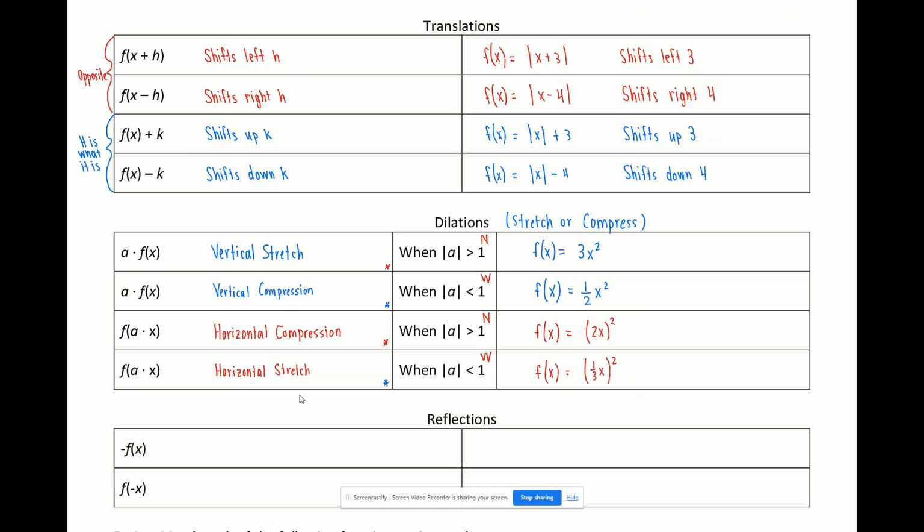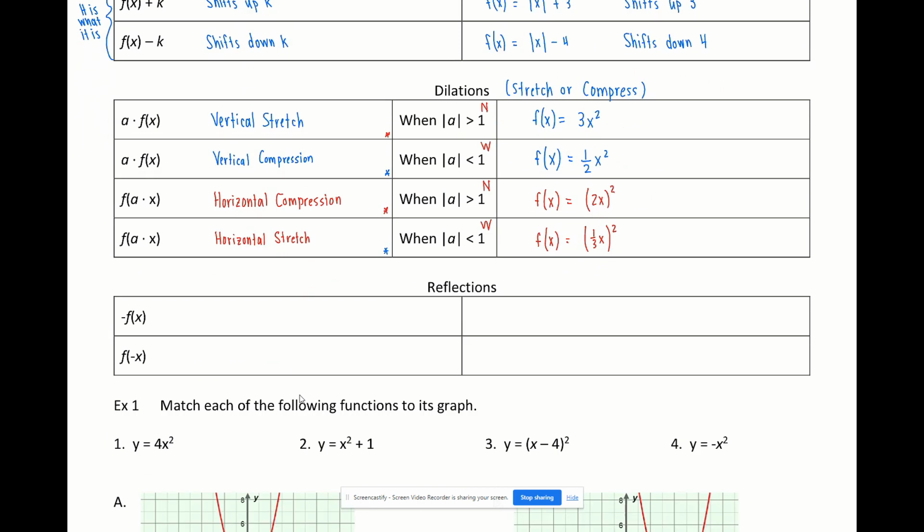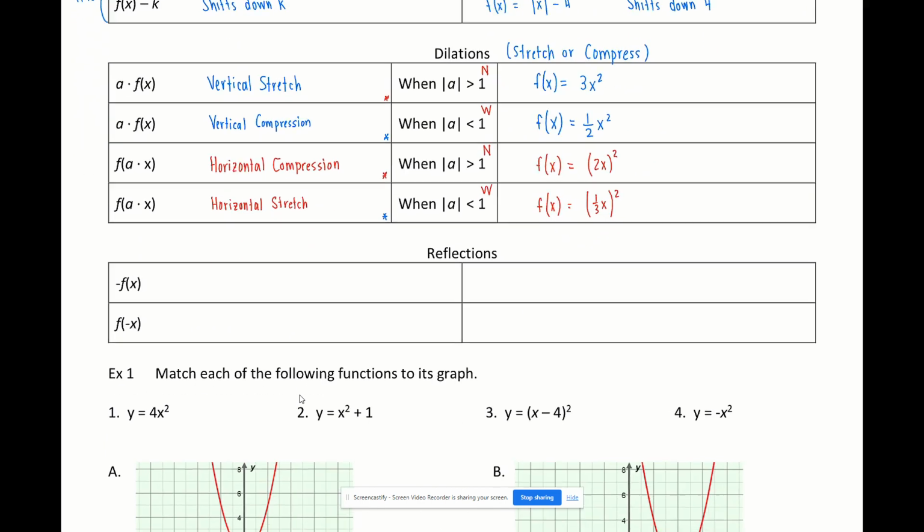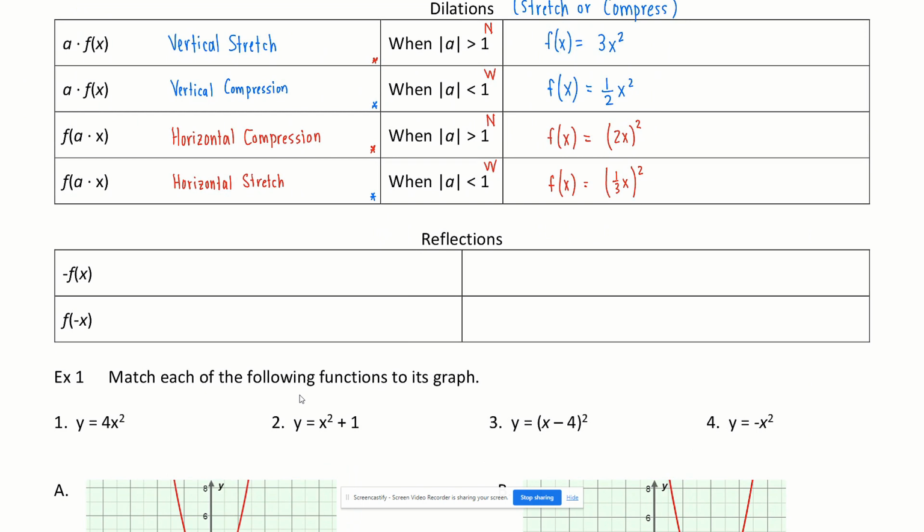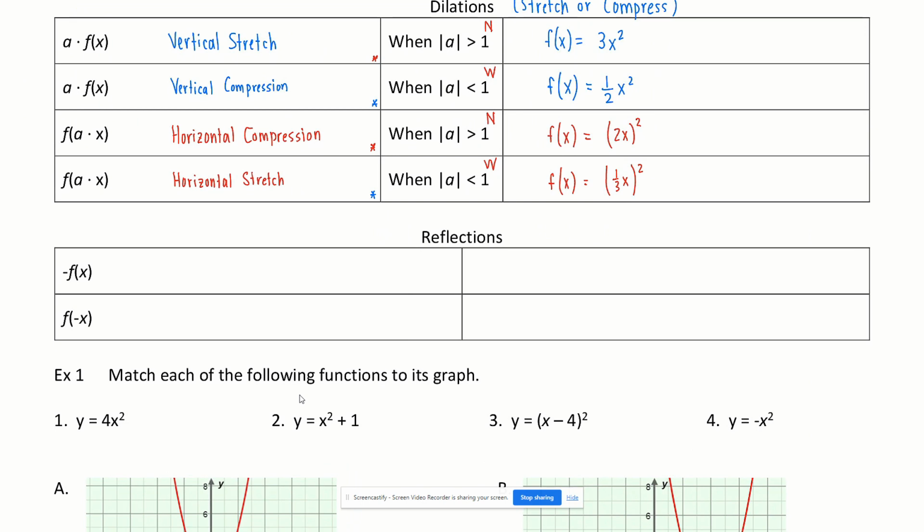So I hope this makes sense. If not, we can talk more about it tomorrow. I can show you the visual. Now we're down to the reflections. So now I'm caught back up to where everyone else was.